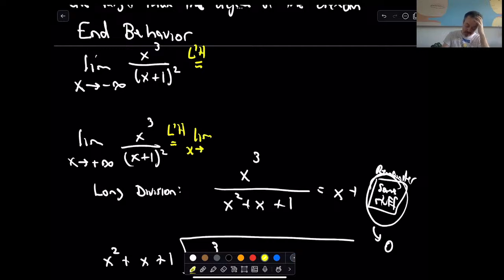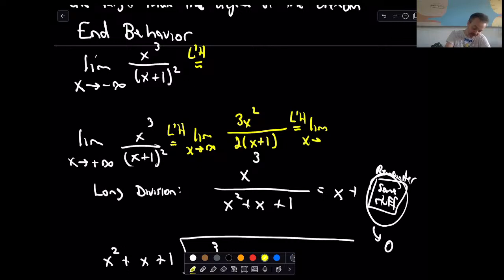That's going to be the limit as x goes to infinity. This is going to be 3x squared in the numerator. The denominator, we would have to use the chain rule. We would have 2 times x plus 1 to the first times the derivative of the inside, which is just times 1. But again, notice this is still going to be infinity over infinity. So I could use L'Hopital's rule again.